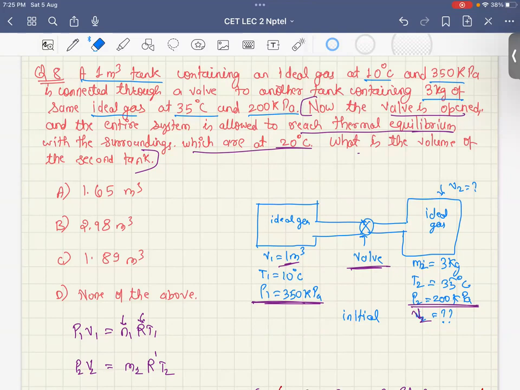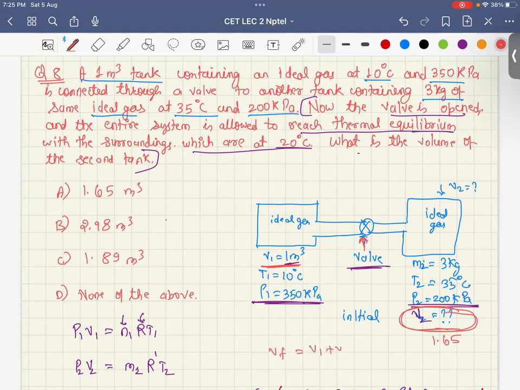In the previous question we calculated the volume V2, right? So when we open this valve, this entire system is going to become one system. What is going to be the total volume of this system? The volume is not going to change. Its initial volume was V1, which is 1 meter cube, and V2 we calculated as 1.65. So when we open the valve, the volume of the entire system is going to be V1 plus V2.